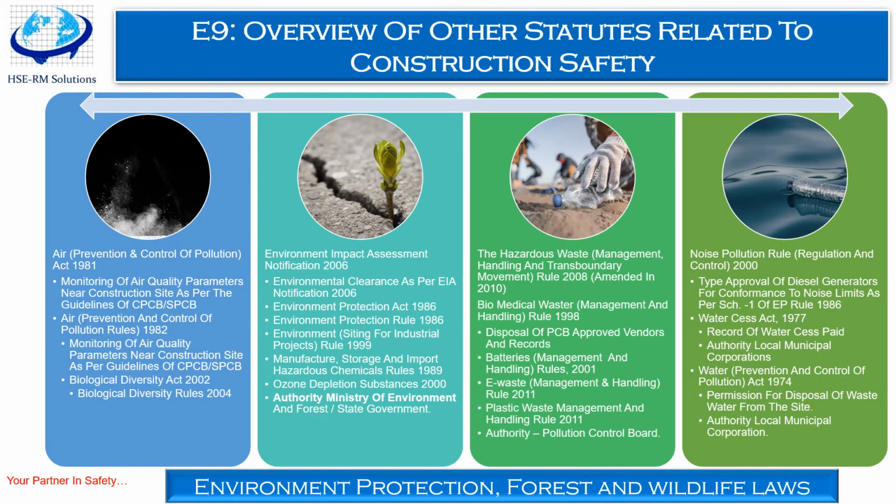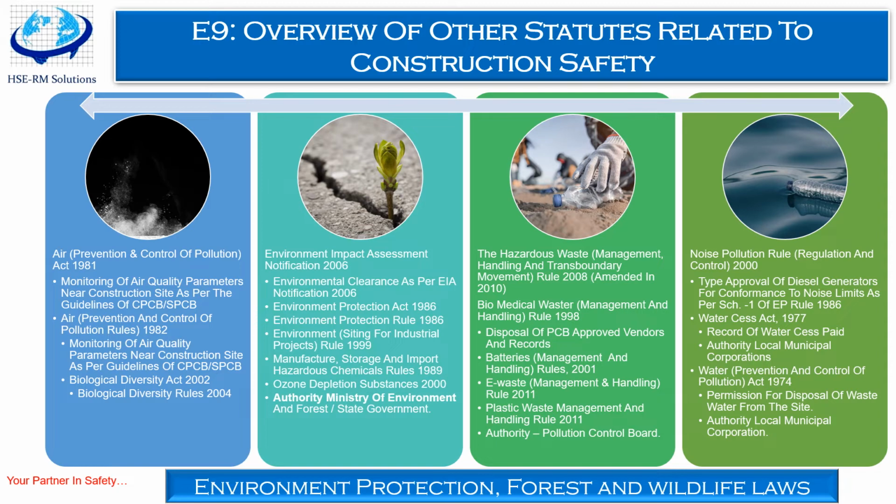So we have seen industrial law. Now we will be seeing environment protection, forest and wildlife laws. When it comes to environment protection and forest and wildlife law, the very first thing that comes to mind is air. What are the things that we can pollute when it comes to environment? We can pollute air, we can pollute land, we can pollute water. All these laws are made to safeguard and ensure proper safety in these aspects. So first is air.